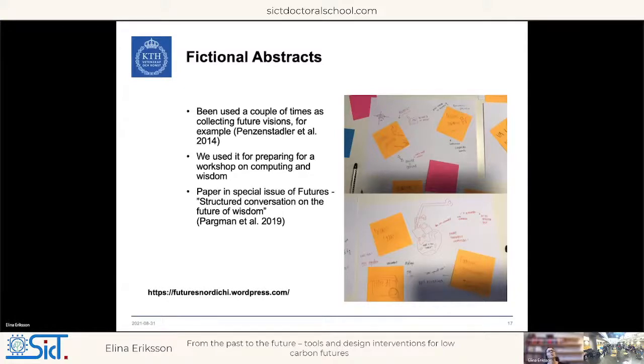future of computing and wisdom could be, which was a special issue in the paper Futures. So we wanted to collect data about this. So we were having a structured conversation on the future of wisdom. And if you later want, you can go to this WordPress site where we have the call for this workshop, but there are also instructions on how to write a good fictional abstract.